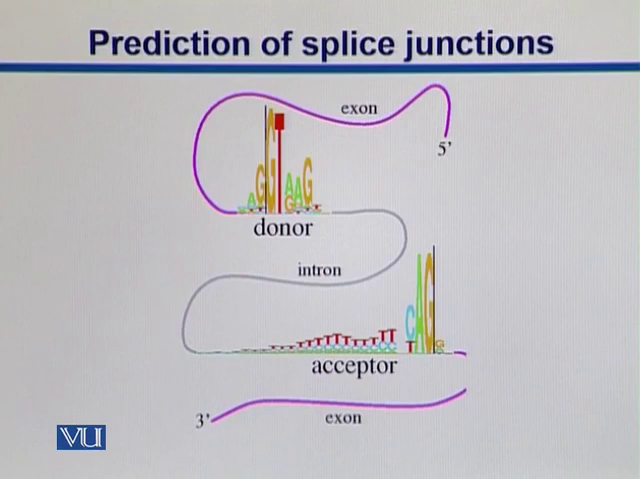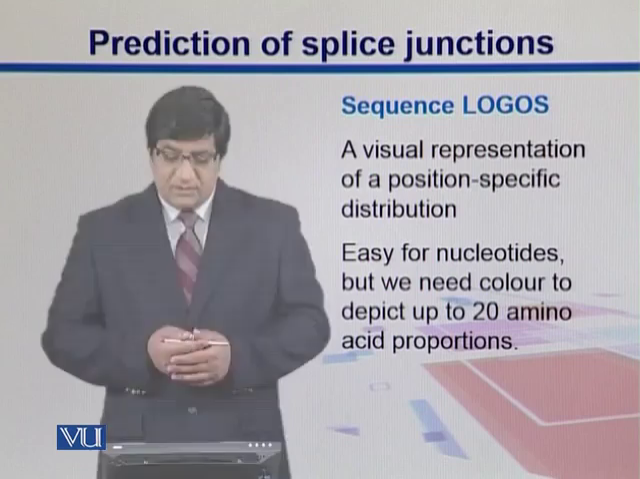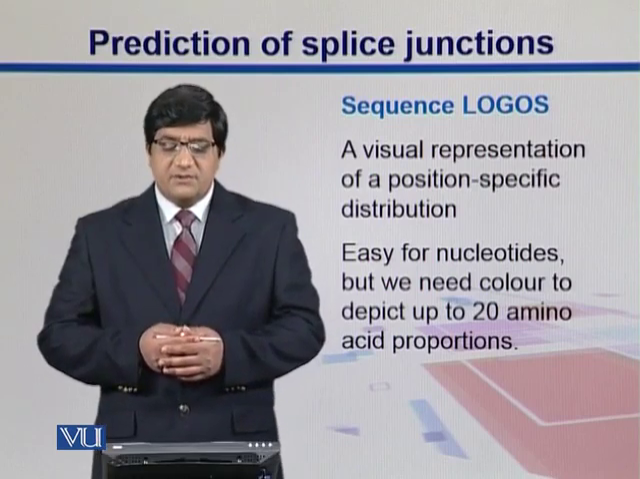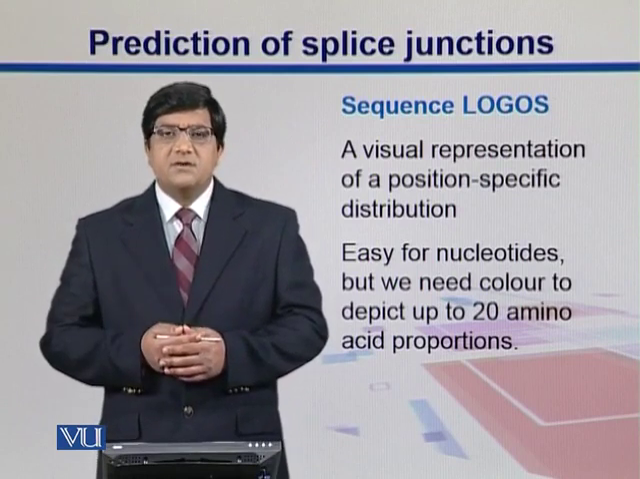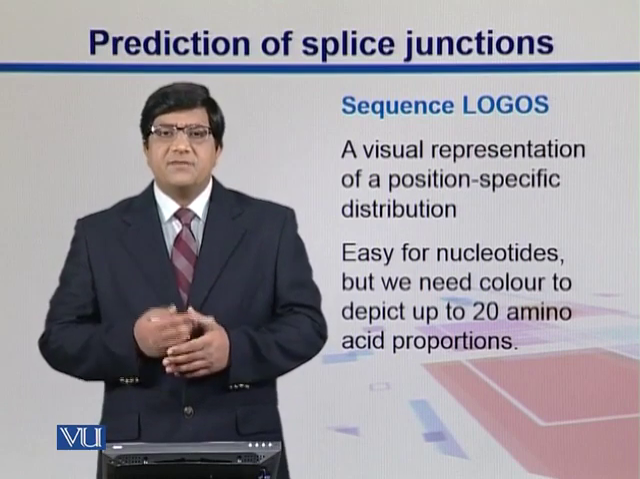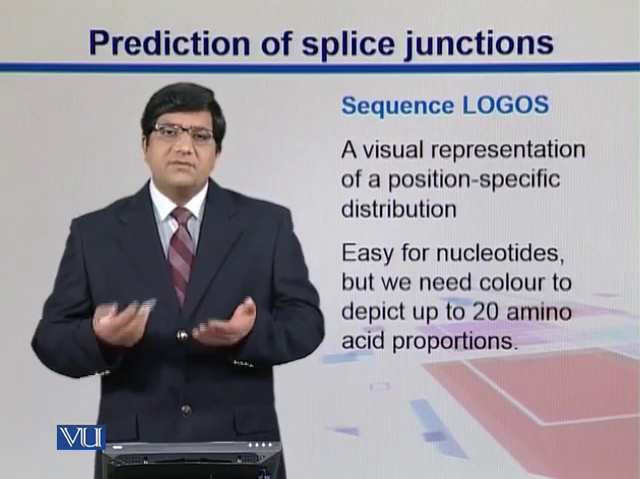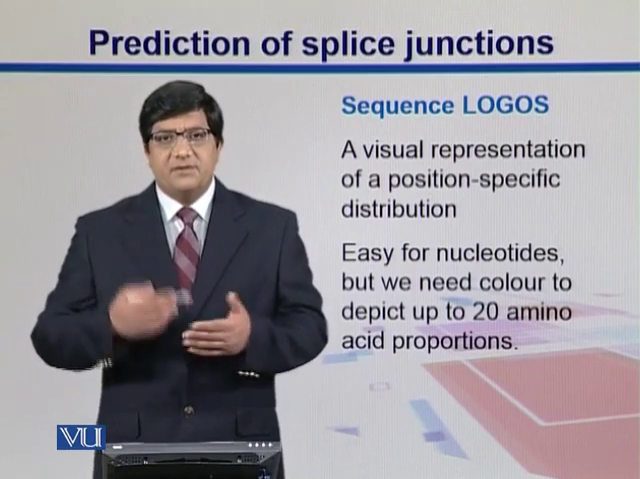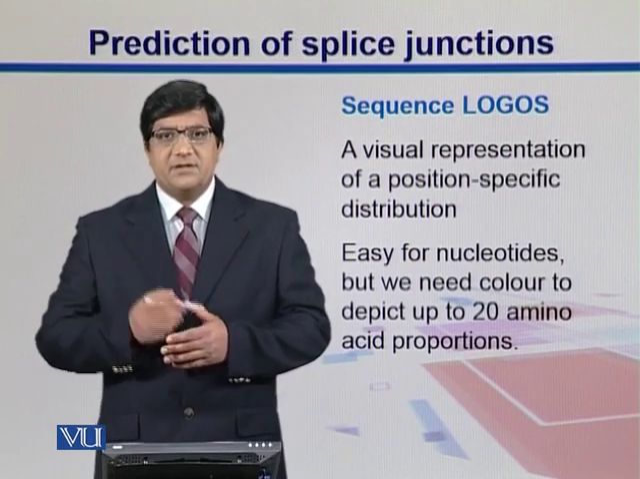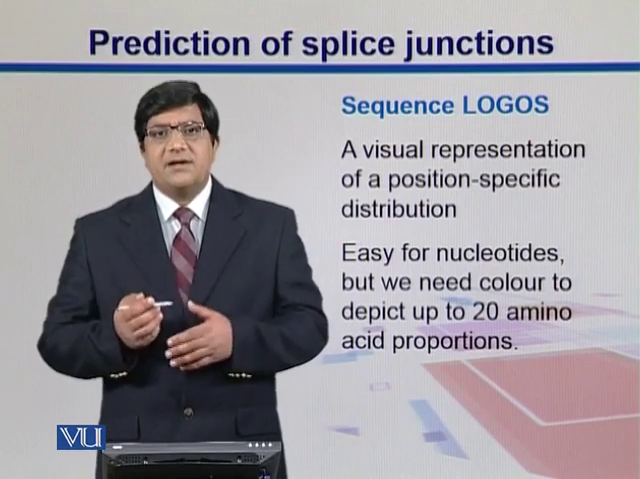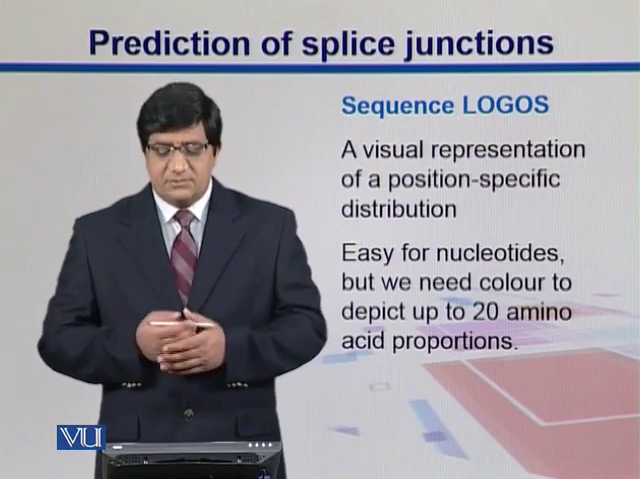And then we have this intron region, the whole intron region, and then we have the acceptor region that ends with AG. So you can see the big proportion of AG, and then the next exon starts. What are sequence logos? Sequence logos are a visual representation of a position-specific distribution. So at a particular position, what is the frequency of some nucleotide? The more the frequency, the bigger it will be. So the height or the size of that particular nucleotide gives an idea about its relative frequency with respect to the other nucleotides.